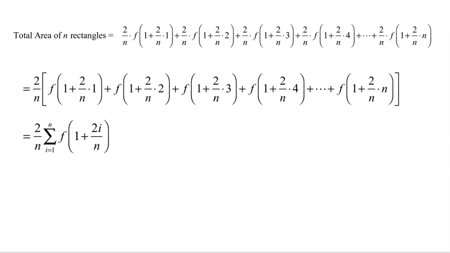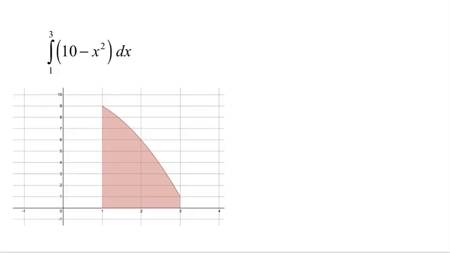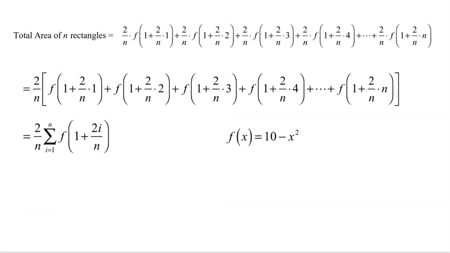Now, what was our function? Do you remember what our function was? We started with this: the integral from 1 to 3 of 10 minus x squared. So the function we're dealing with, f of x, is 10 minus x squared. So I need to plug this 1 plus 2i over n in for x and take 10 minus x squared.